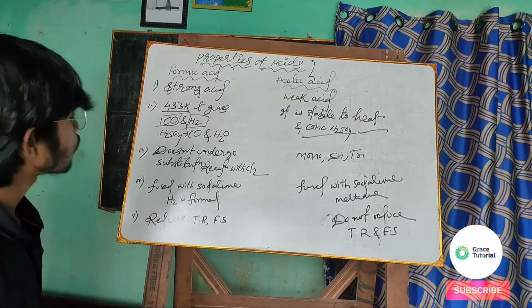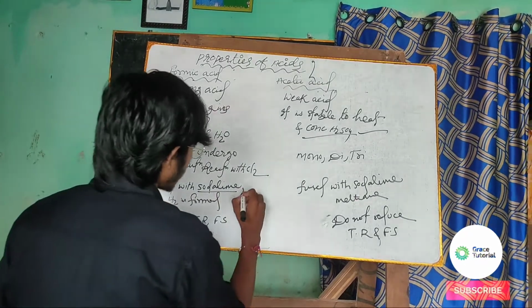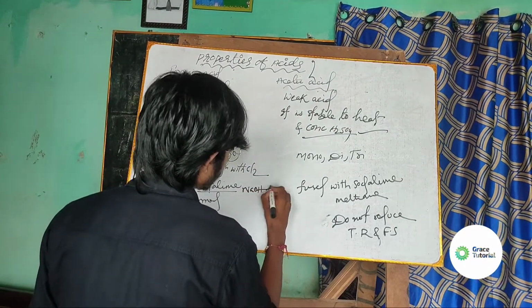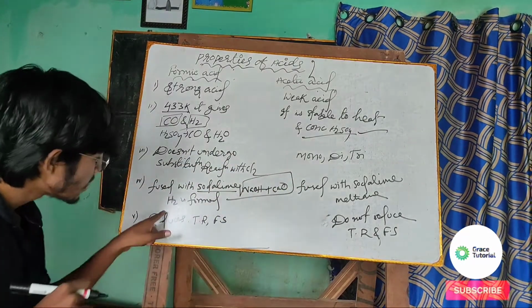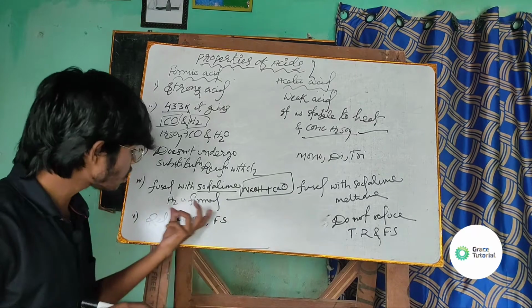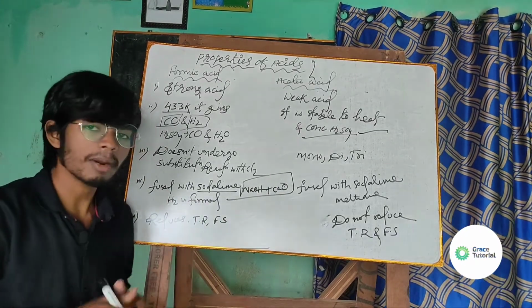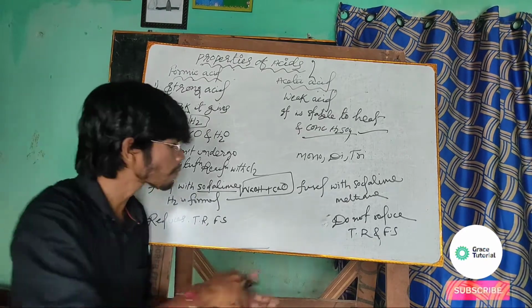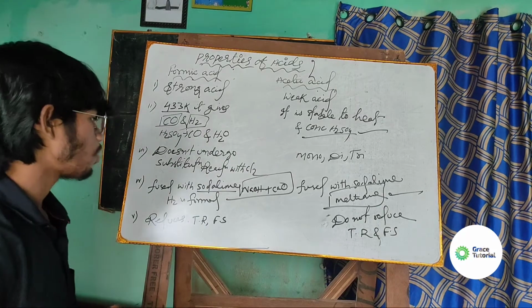The fourth difference is that when formic acid is fused with soda lime, that is NaOH plus CaO, hydrogen is obtained. But when acetic acid is fused with soda lime, then the alkane, that is methane, is obtained. And that's the difference that we need to remember.